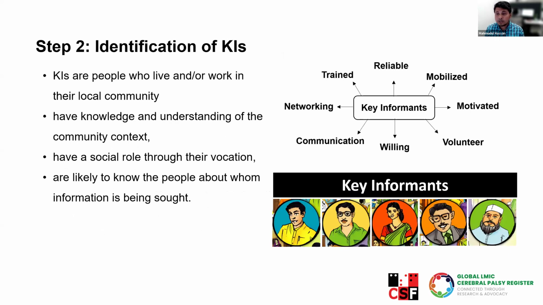The next step is identification of key informants. As Professor Mohit said, the KIs are people who live and work in the local community, and they have a social role and are therefore likely to know the local context as well as the people we are looking for. The KIs should be well-trained, reliable, mobilized for the cause, and motivated enough to work voluntarily. They should be willing to support children with disabilities, and have good communication and networking skills. Some examples of KIs could be a teacher, religious leader, NGO worker, or community health worker.